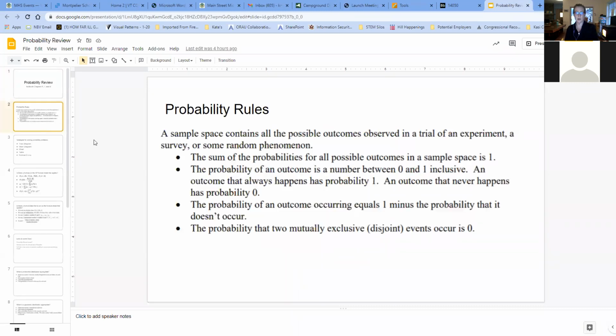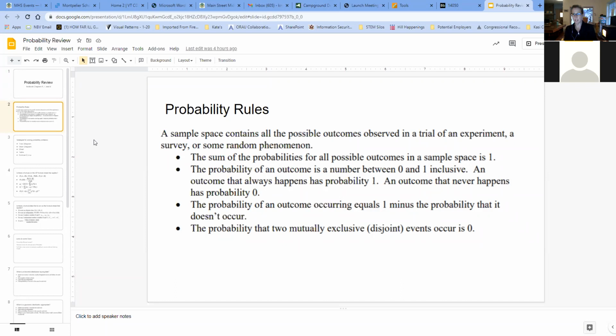All right, so we're going to start with probability rules. These are the things like in a probability distribution, all of the probabilities have to add to 1. So that's that idea of the sample space in the first bullet. The second one is that all probabilities have to be between 0 and 1. Something can have the probability of 1, which would make it certain, and something could have a probability of 0, which means that it would never happen. But mostly our probabilities are somewhere between 0 and 1.